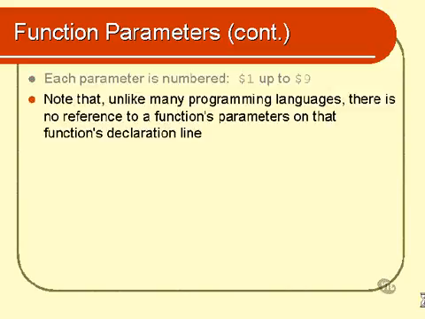But I want you to note, before we do that, that unlike many programming languages like C or Pascal or so on, there's no reference to a function's parameters on that function's declaration line. Now, if you're not a programmer, you won't know what that means, and that doesn't matter. You can kind of ignore that. But if you are a programmer, you may be used to seeing on the very first line of the function some indication about how many parameters the function takes, and even perhaps what type those function parameters ought to be.